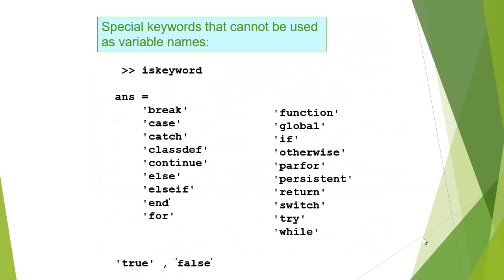But we also have special keywords that cannot be used as variable names. You can't use the word break as a variable name. Case, catch, classdef, continue, else, elseif, end, for, function, global, if, otherwise, persistent, return, switch, try, while, true, false, and some others that I have not mentioned in this slide. Those are keywords. So every time you try to define them as variables, Matlab will complain that you can't use this.